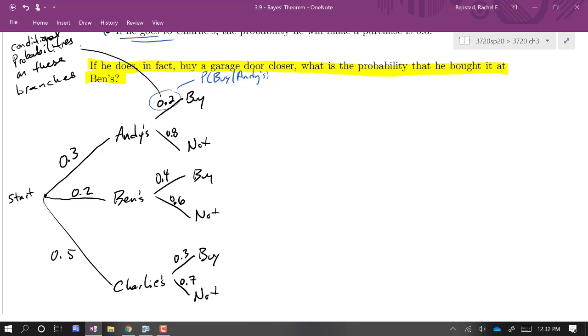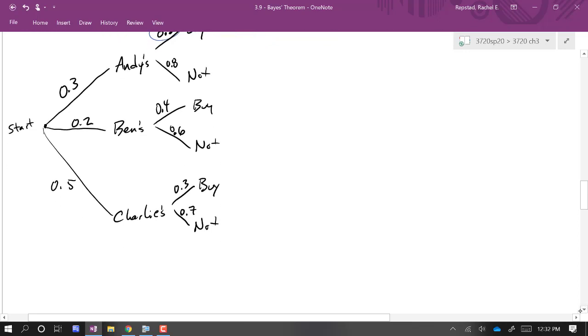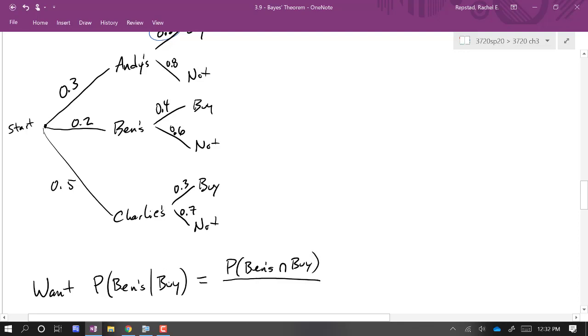So we want the probability that he went to Ben's, given that we know that he bought a garage door closer. Now I can think of this as Bayes' theorem, just by how we define the conditional probability: the probability of the intersection, he went to Ben's and he bought a garage door closer, divided by the probability that he bought a garage door closer.